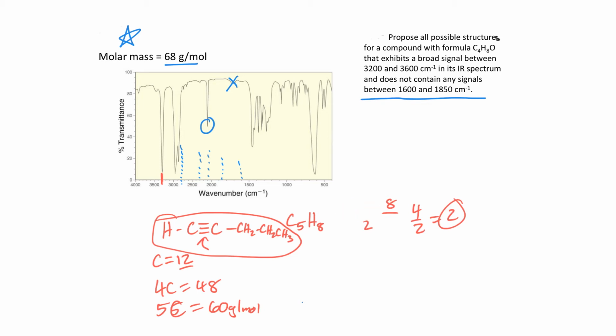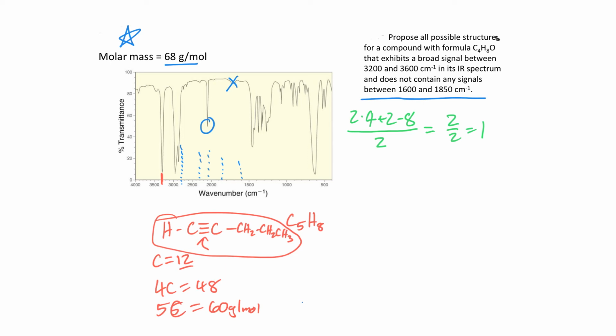Let's look at the other problem here. It's a word problem. It says propose all possible structures for a compound with formula C4H8O. And right there we can stop and calculate the HDI. 2 times the number of carbons plus 2 minus the number of hydrogens, ignoring the oxygens. There are no halogens or nitrogens, so we can just divide this by 2. That's 8 plus 2 minus 8. 2 over 2 equals 1, so I should have a ring or a double bond in this structure.